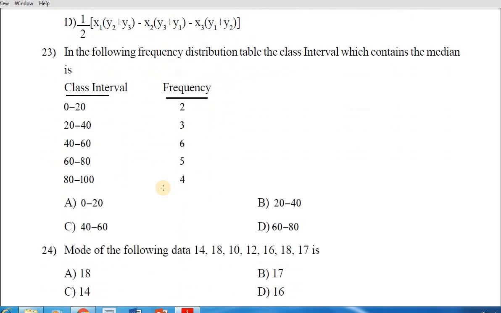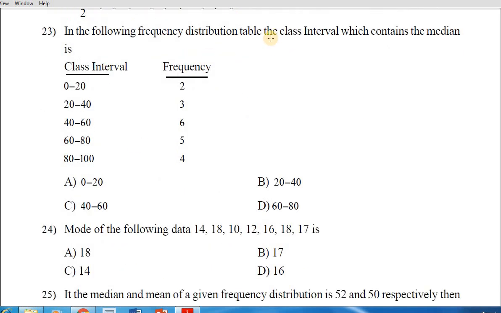Question number 23, children. In the following frequency distribution table, the class interval which contains the median class. See, this kind of question will definitely come in your examination, because this kind of question is repeated in every district model question paper, children. It is the median class problem, not the modal class, children, the median class problem. To find the median class, keep it in mind, you wanted to find the cumulative frequency.